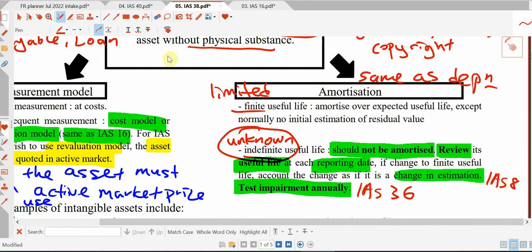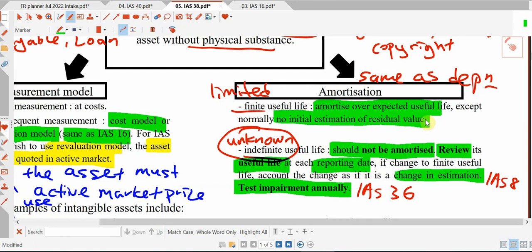Finite life, very easy. Finite life, you just amortize. But there is no initial scrap value, because an intangible asset after the life has ended cannot be sold. No one will buy from you. It has no physical form. Cannot see, cannot touch. Very hard to sell. So for finite life, just do the amortization, but there's no scrap value estimation. Indefinite life, no amortization, test impairment every year, and review the useful life every year.